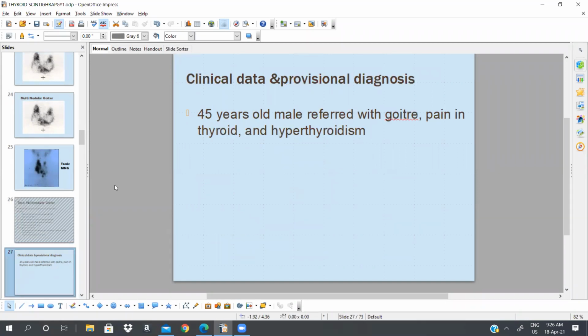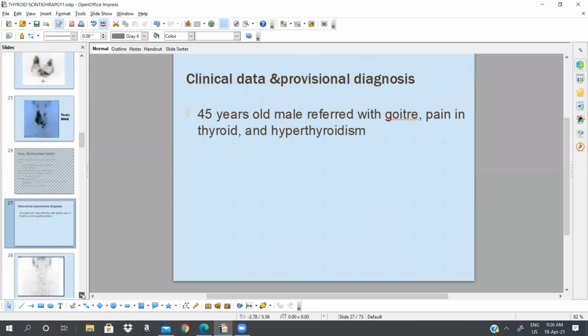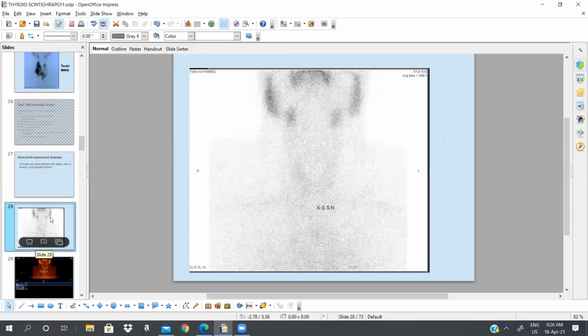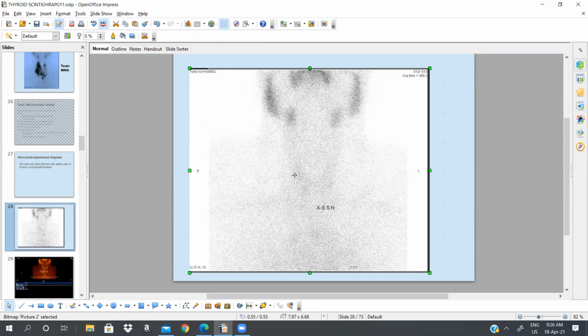Another scenario: a 45 years old male referred with goiter, pain in the thyroid, and hyperthyroidism. It means high thyroid hormones in the blood test for this patient. So we did an image for this gentleman, and look what you get. This is the suprasternal notch. Here, the submandibular salivary gland. You expected to see the thyroid, but you could barely see some activity of the thyroid. So it is a faintly visualized thyroid gland.